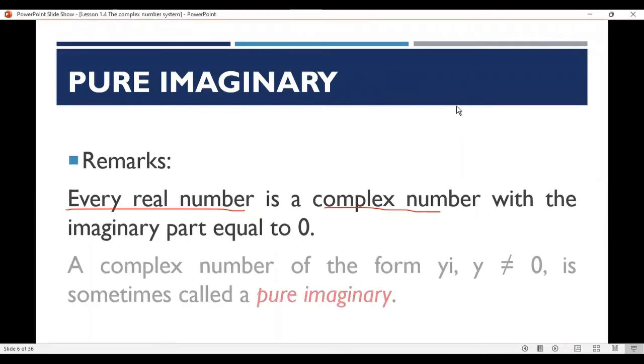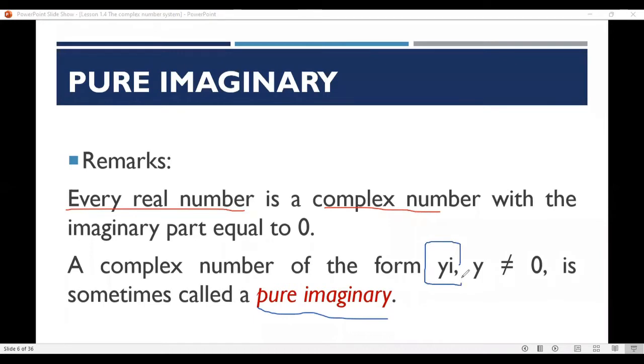Next. So, a complex number of the form yi, where y is not 0. Kasi pag ginawa mong 0 yung y, para mo lang kinonvert yung real number sa complex. Pero kapag yung y ay not 0, pwede siyang tawagin as pure imaginary. So a complex number of the form yi, where y is not 0, then it is pure imaginary. Wala na dun yung real part, no? Pure imaginary na siya.